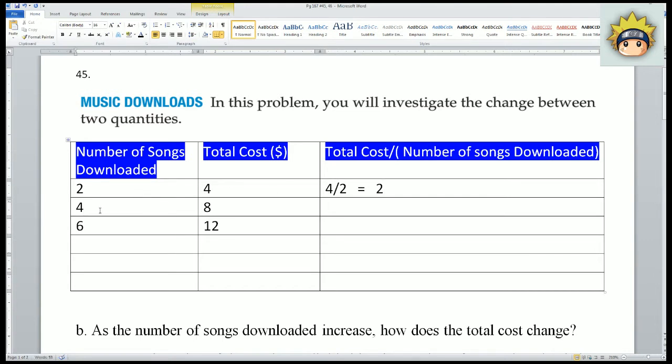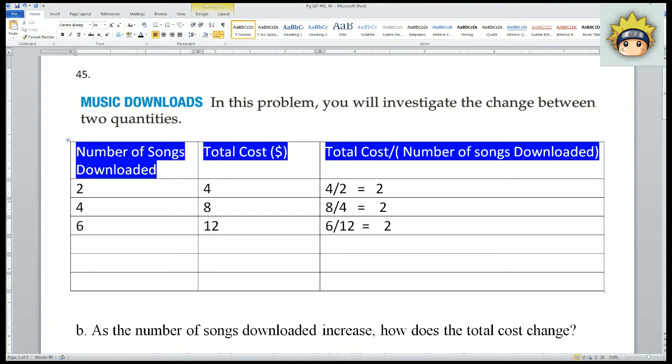Okay, next, if I downloaded 4 songs, my cost would be $8. So let's do that again. What is the total cost? The total cost is 8 divided by, that's the divide symbol, the number of songs downloaded, which is 4. That is also equal to 2. Next, same thing here. 6 songs downloaded, it's going to cost me $12. So 12 divided by 6 equals 2.